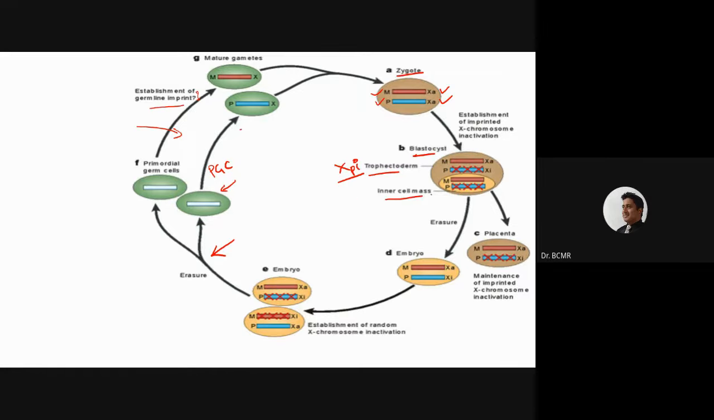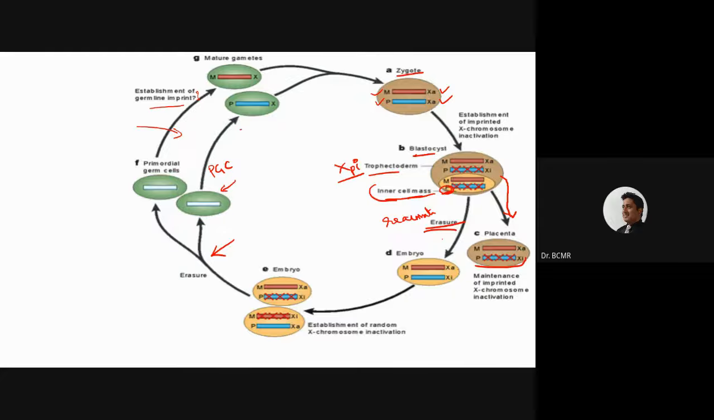And in the inner cell mass, the paternal X chromosome, if it is inactivated, will be reactivated, or you can say it is erased. It is X chromosome reactivation. So the trophoblast that gives rise to the placenta will maintain that the paternal X chromosome is inactivated, whereas the rest of the embryo, which is derived from the inner cell mass, will have reactivation.